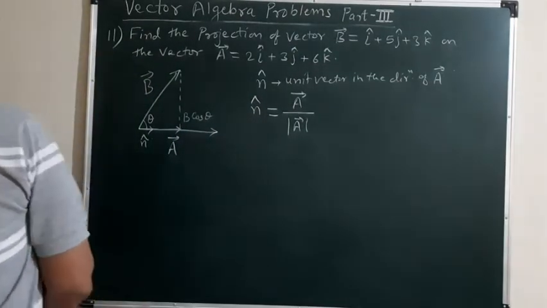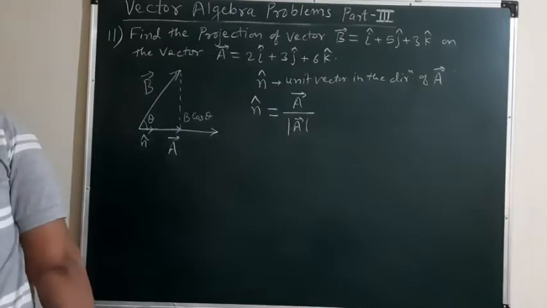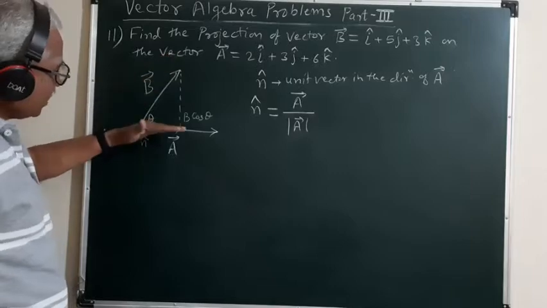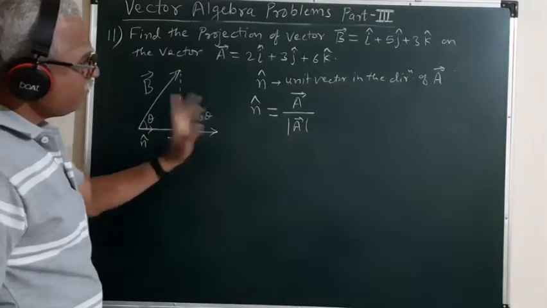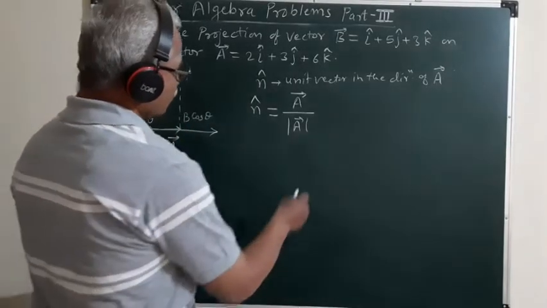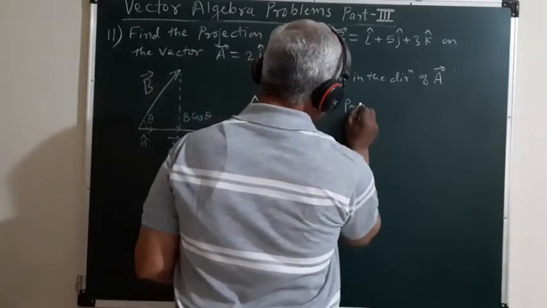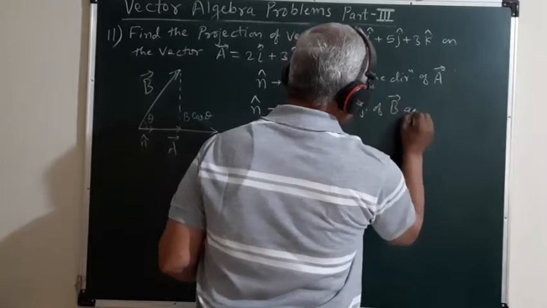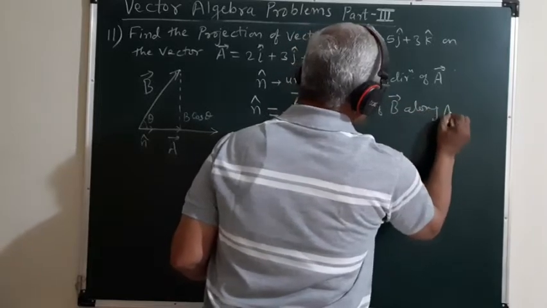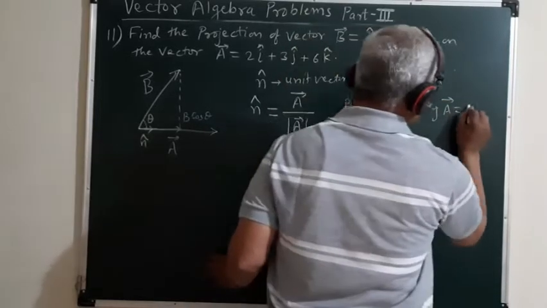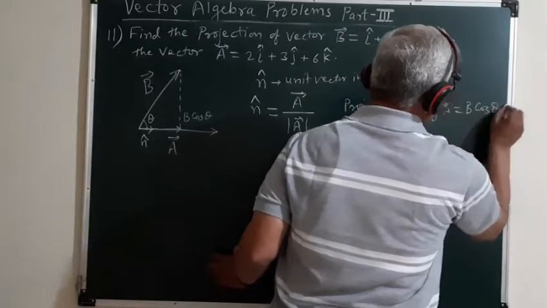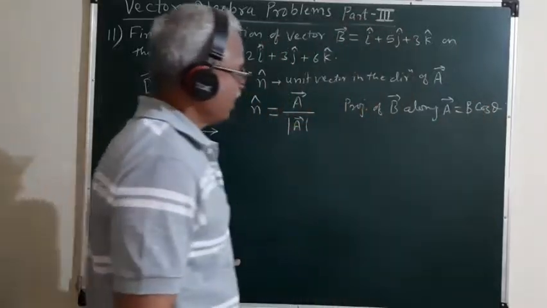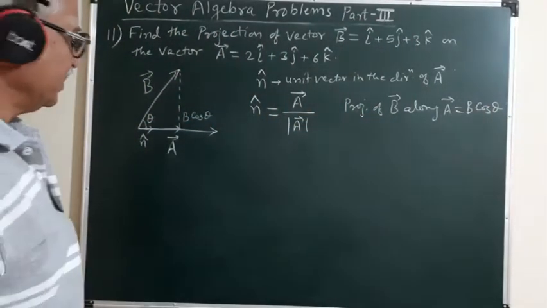Now here the projection of the vector b bar in the direction of vector a bar is b cos theta. So projection of b bar along a bar will be equal to b cos theta. The component of b bar in the direction of a bar will be equal to b cos theta.